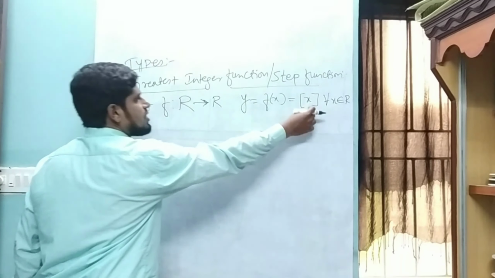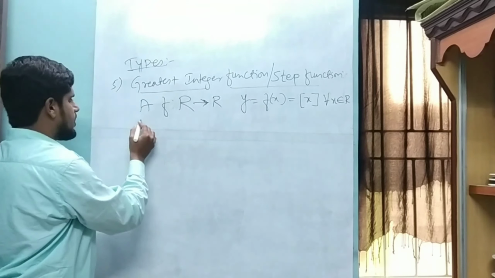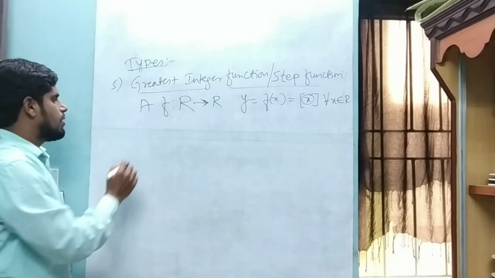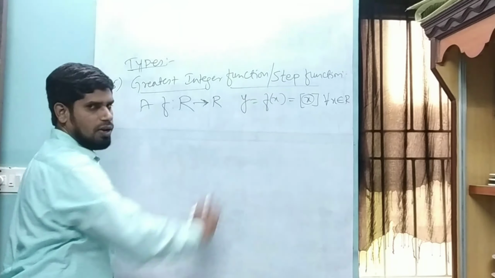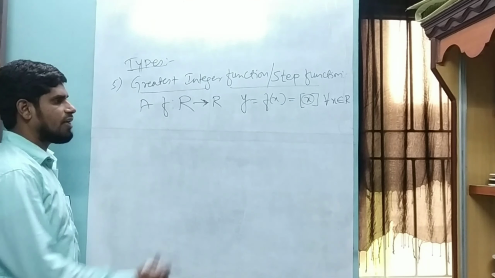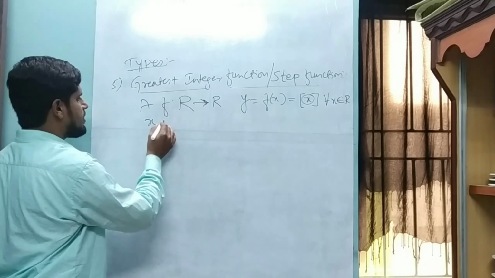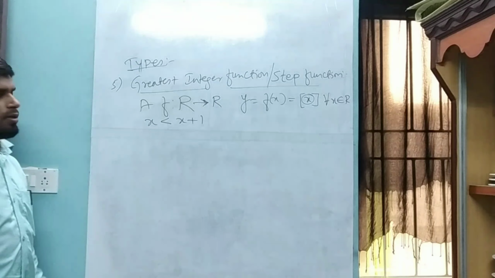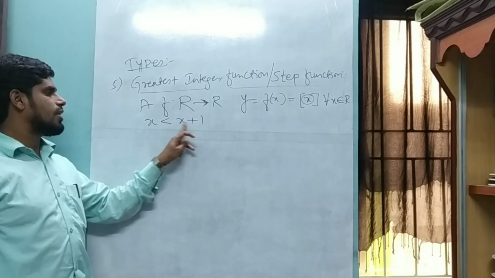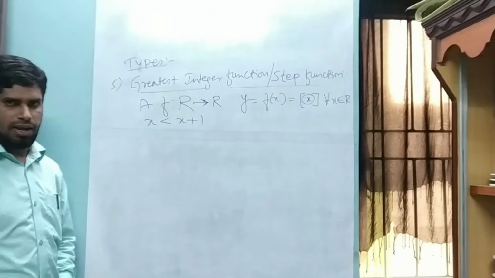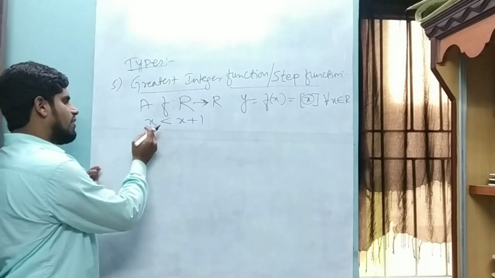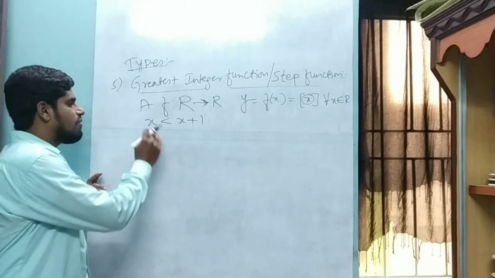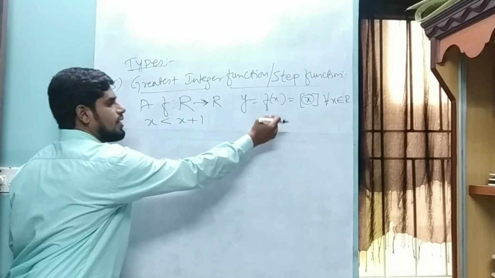What is the importance of this function? This function says that whatever the value of x is, we can put any decimal to this, it will never equal its next value. For any decimal, it never equals its next value. That means x is strictly less than x plus 1. This x is always strictly less than x plus 1 for any decimal value. That means it will never be equal to its right side value.